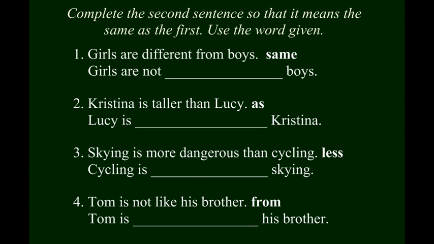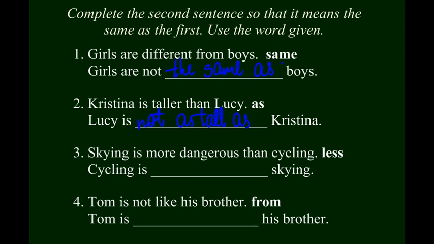Another activity is to complete the second sentence so that it means the same as the first. And you have to use the word given, which is written in bold. Number 1, girls are different from boys. Here you have the word same. And we can write, girls are not the same as boys. Number 2, Christina is taller than Lucy. And you have the word as given again. So, is Lucy taller or is she not? So, we see that she is not, because Christina is taller. So, Lucy is not as tall as Christina. Good.